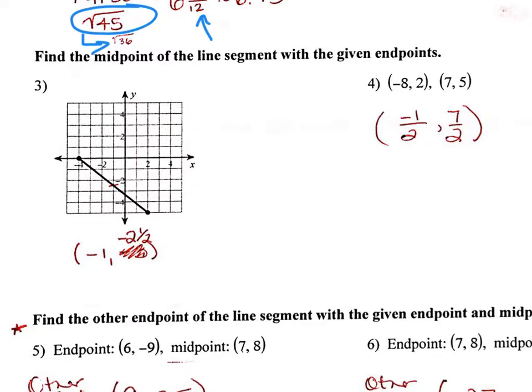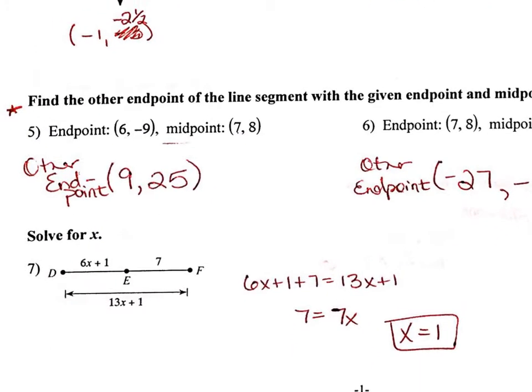And then on question 4, like I just said, I'm adding the two x values together. -8 and +7 is -1, divided by 2. And then add the two y values together. 2 plus 5 is 7, divided by 2. So right there, -1/2 and 7/2 is going to be my midpoint. You could also say -1/2 and 3.5, or -0.5. All of those, again, are equivalent.